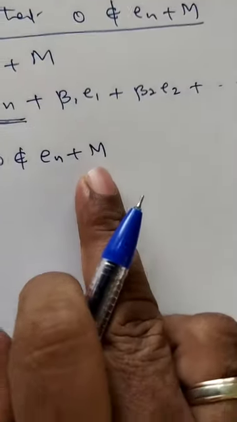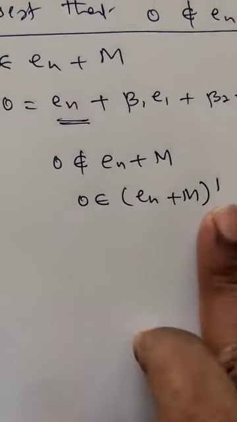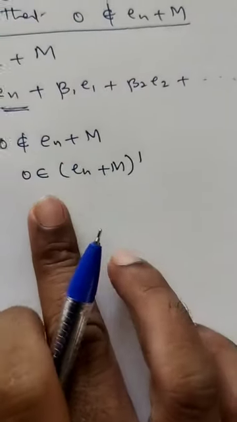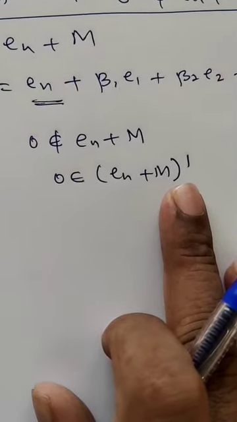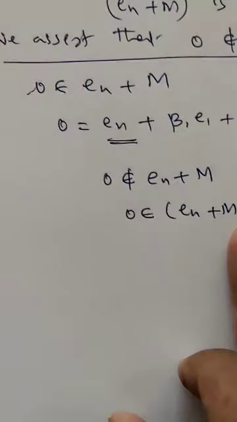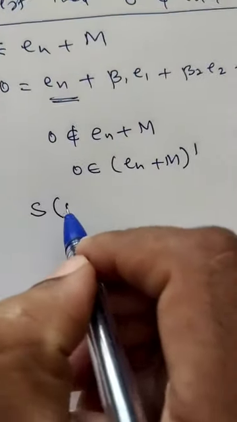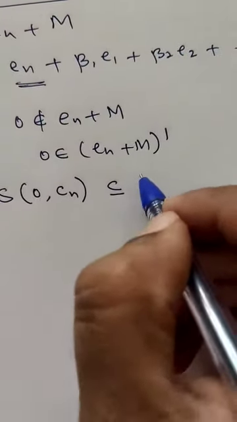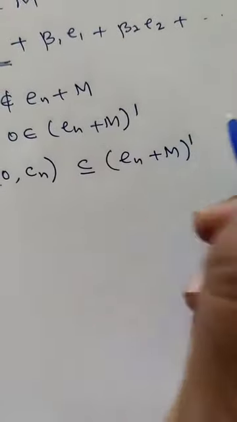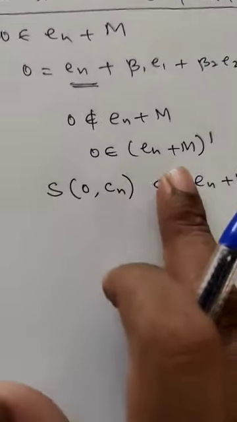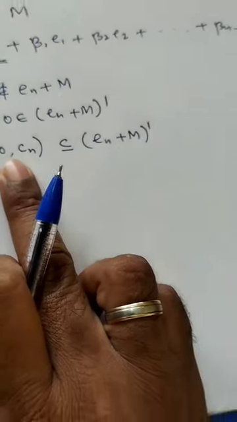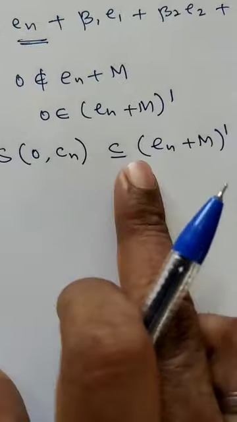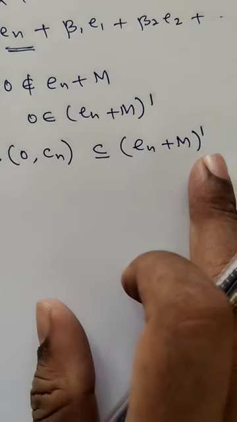0 does not lie in En plus M means certainly 0 belongs to its complement, En plus M whole complement, which is an open set. Open set means 0 becomes an interior point of the complement. By the definition of interior point, there exists some open ball, say centered at 0 with radius Cn, which is wholly contained in En plus M complement. Do you understand this? So since 0 is an interior point, there exists an open ball that I denote by S of 0 comma Cn, which is wholly contained in En plus M complement.